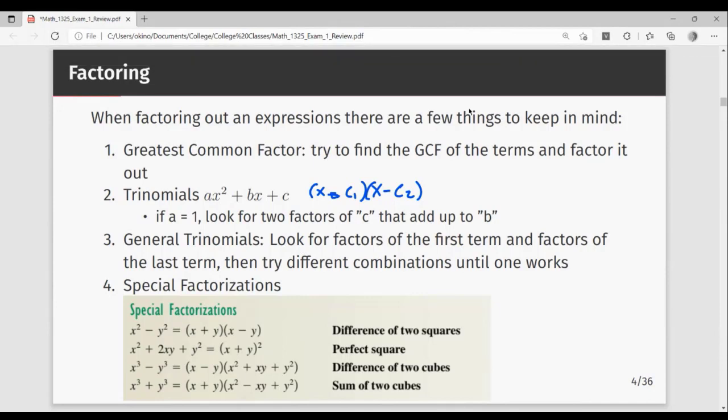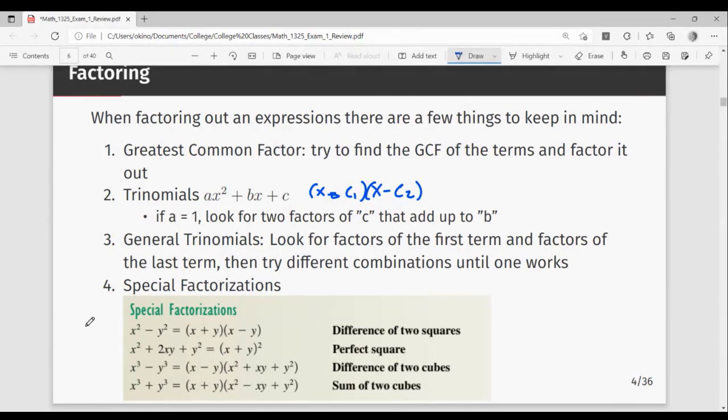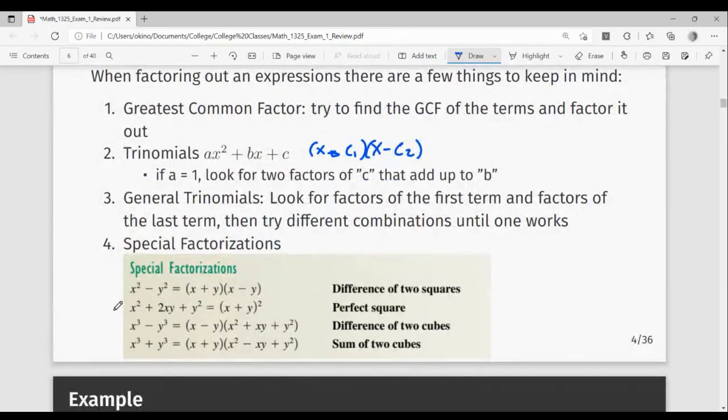So now, general trinomials, well, if a is not equal to 1, then you're just going to have to find factors of both your first term and your last term. So factors of a and factors of c. And you guys got to try different combinations until they work, right? Until this whole trinomial works. And lastly, you have special factorizations. So things that are in this format, you have the difference of two squares. So if you have something that's something squared minus something else squared, then you can write it in this format. Or if you have a perfect square, it looks like that. And then the difference of two cubes and the sum of two cubes.